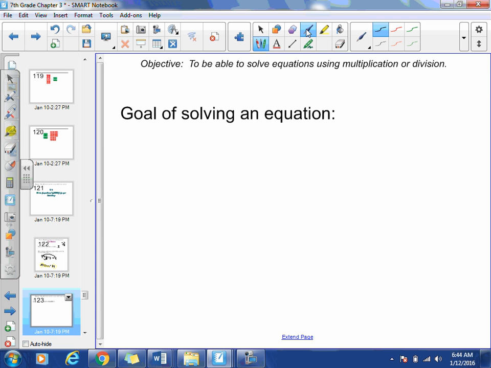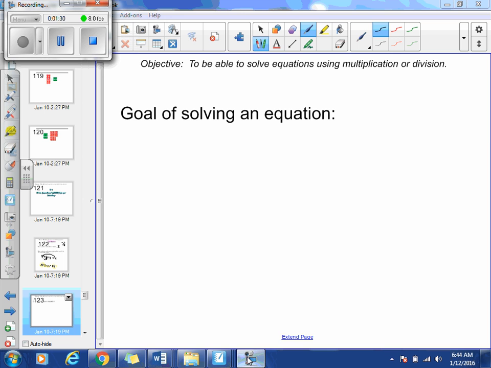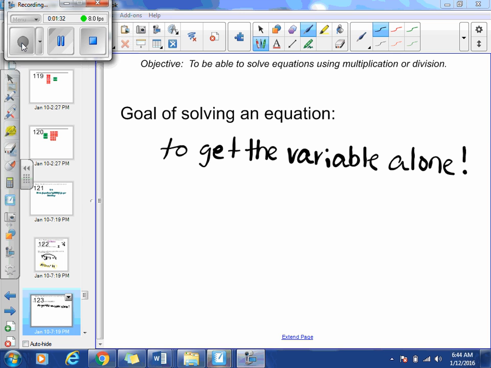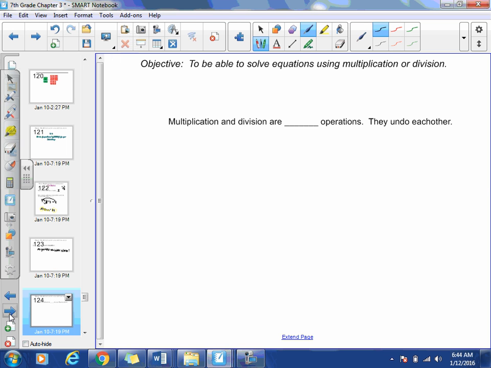Okay, so quick reminder. Your goal when you're solving an equation is to get the variable alone. So make sure you get that written down. I want you to come away with one big thing from this lesson, and that is, again, the goal of solving an equation is to get the variable alone.